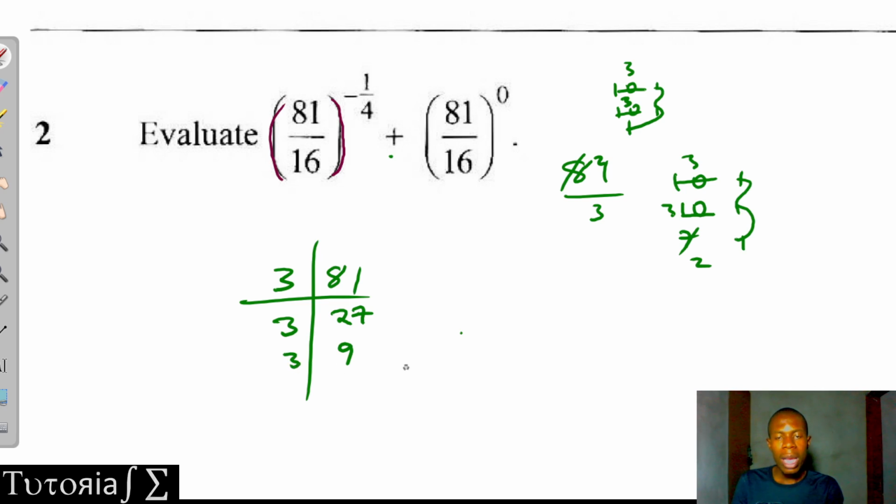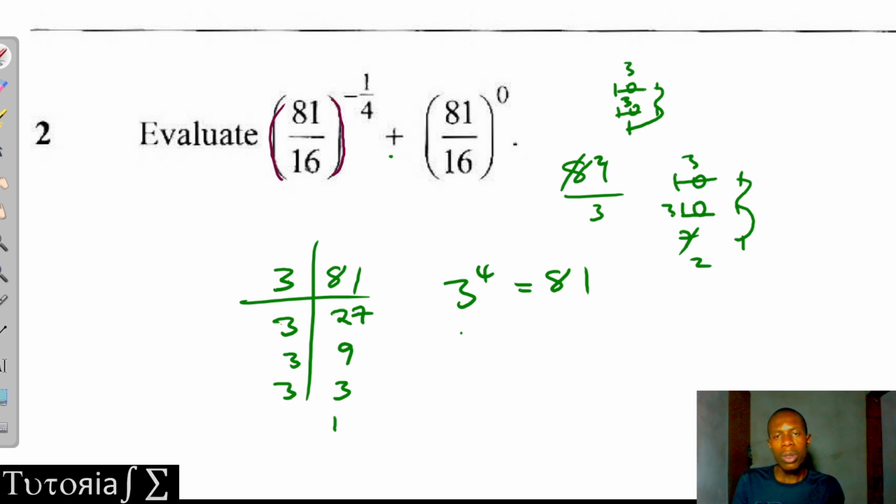3 into 9. So 3 into 9, that is 3. 3 into 3, that is 1. Okay, so we count the number of 3's, 1, 2, 4. So 3 to the power 4 is going to be equal to 81. Okay, so we could have done that.